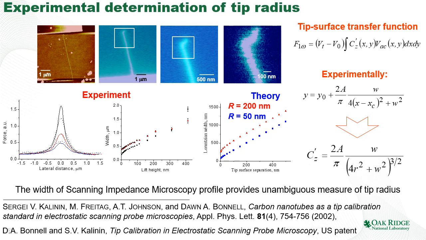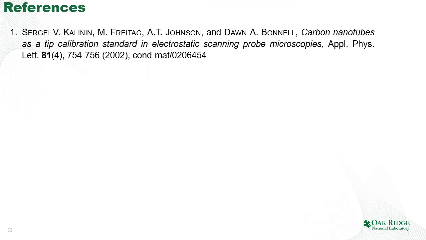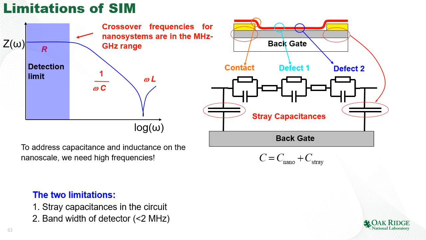We know what this experimentally measured signal is, and with a very good approximation it is Lorentzian, so we can find this probe function, which is C prime Z XY. This scanning impedance microscopy signal basically gives us an unambiguous measure of the tip radius, and we had a patent on it about 20 years ago. You can read more about this approach in this publication, which is also available on the archive.